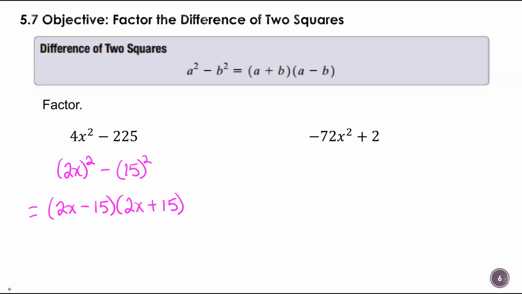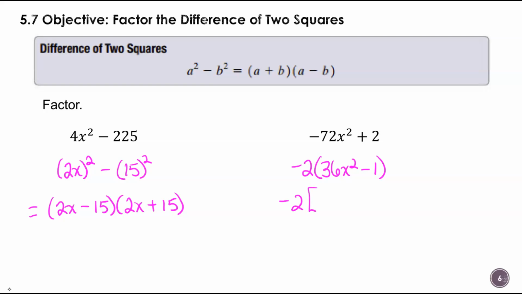Okay, so on this next one, there's a couple different ways we could go with this. But what I'm going to do is factor out a negative 2. Because my first term is negative, so I'm going to take out negative 2. That leaves me with 36x squared minus 1. So now I have the difference of squares in the parentheses, right? And the negative 2 is just going to stay.